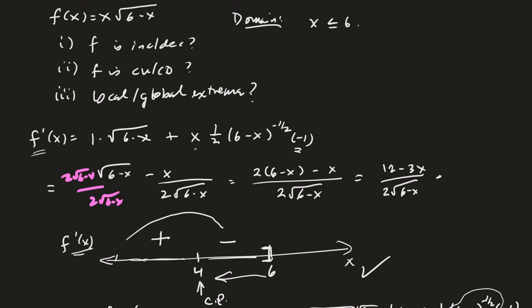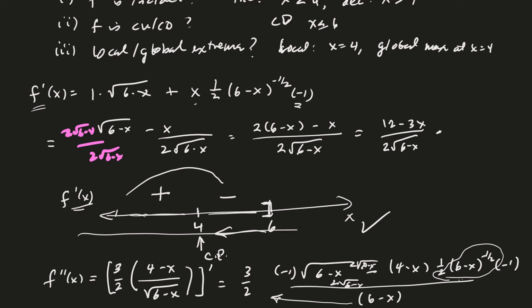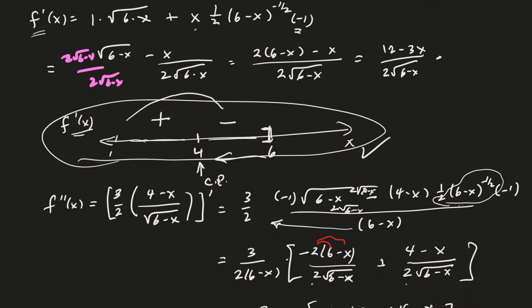So here's the summary. Increasing is where x is less than 4. Decreasing, x is greater than 4. Concave down everywhere, in fact, concave down for x less than or equal to 6. Local extrema at x equals 4, and that's actually the global max too. Right, and that came from our graphical analysis right here. Very good. I went over on that one, but I wanted to get the algebra all figured out.